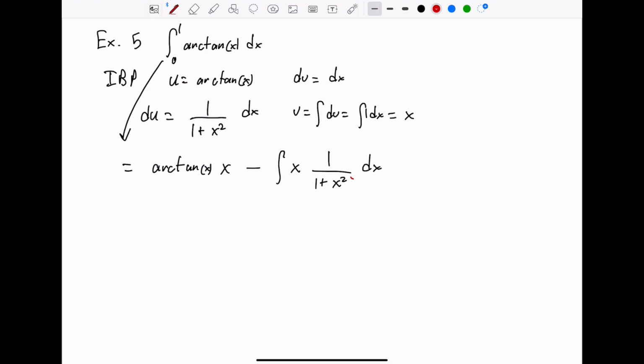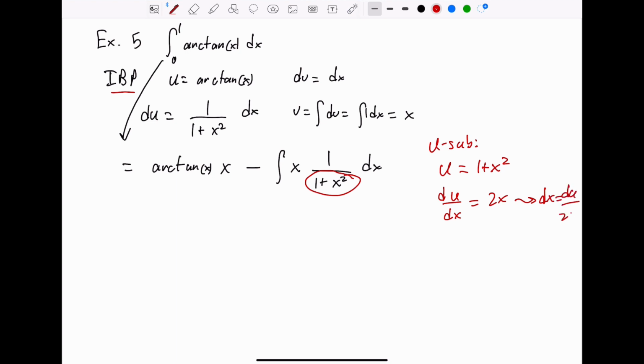We will use u equals the denominator here in order to solve this integral using substitution. We'll use the same variable name u, but we need to understand that it's different from the u that we chose when doing integration by parts. So we choose u equals 1 plus x squared and follow the steps for substitution. We take the derivative of u, which is 2x, solve for dx. dx equals du divided by 2x, and now we're ready to substitute.